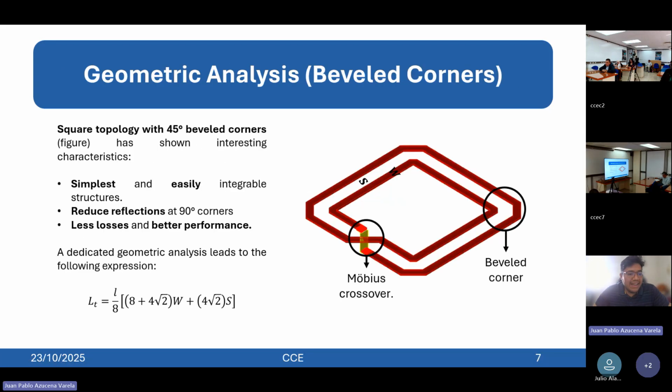Okay. When analyzing the square RTWO topology with 45 degree bevel corners, we found several key advantages. The bevel geometry reduces the reflection at the corners, improving the energy circulation and overall performance. It also maintains an easy integration within the CMOS process. The analytical derivation shown here results in expressions that relate the parameter LL with the dimensions L, W, and S. This equation quantifies how the bevel geometry reduces the effective electrical length of the resonator. In the figure, we can see the bevel corners and the structure in general.